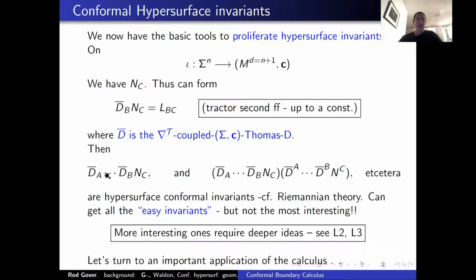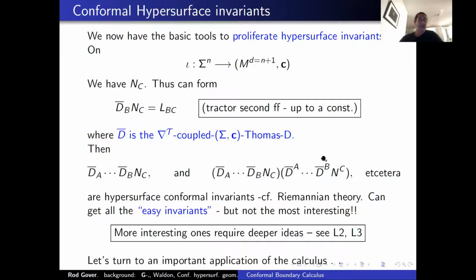And in fact, you can keep doing it, right? So really you would use here, for instance, coupled intrinsic ambient tractor connections and so on inside these D bars, but you can iterate these things and take multiple D derivatives of this normal tractor. And everything you're doing is manifestly conformally invariant.